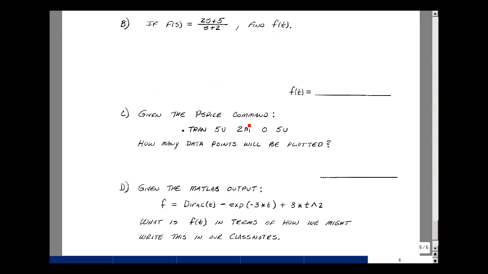Given the following pSpice command, how many data points are going to be plotted? And then lastly, given this MATLAB output, what is f of t in terms of how we might write this in our class notes? And this is exam 2.